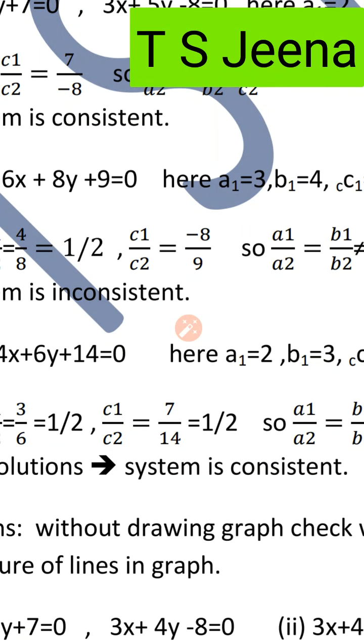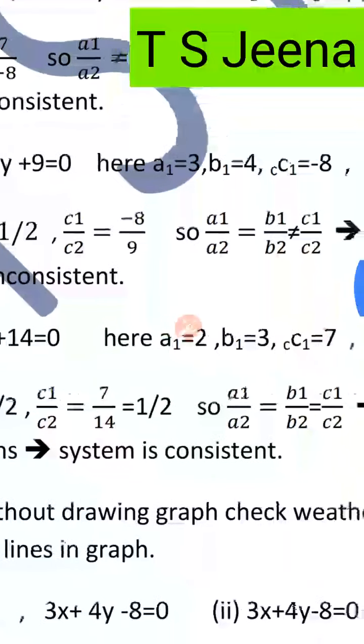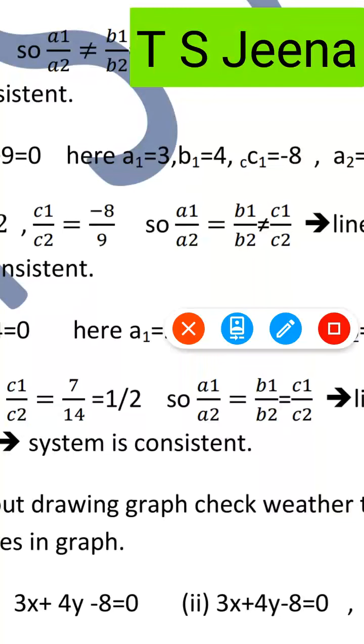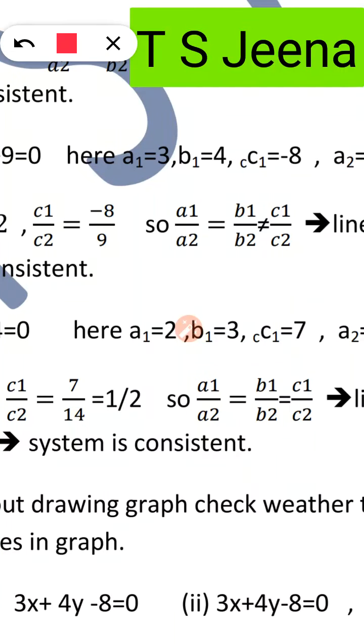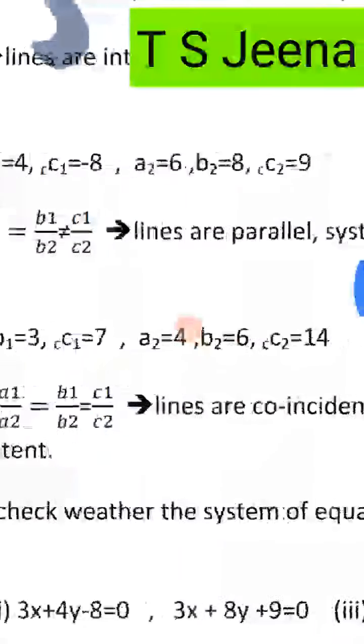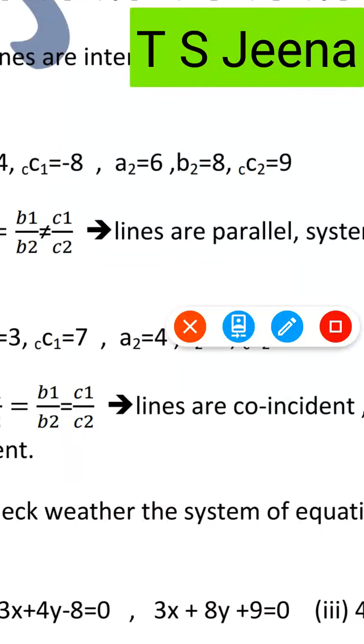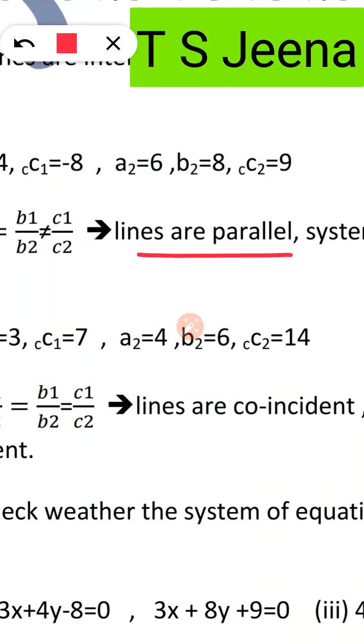Here we are observing a1 upon a2 and b1 upon b2 are equal, but the third one is unequal. Above I told that if the first two are equal and the third is unequal, then the lines are parallel. Lines are parallel means the system will be inconsistent and there is no solution. This way you will remark the solution here.